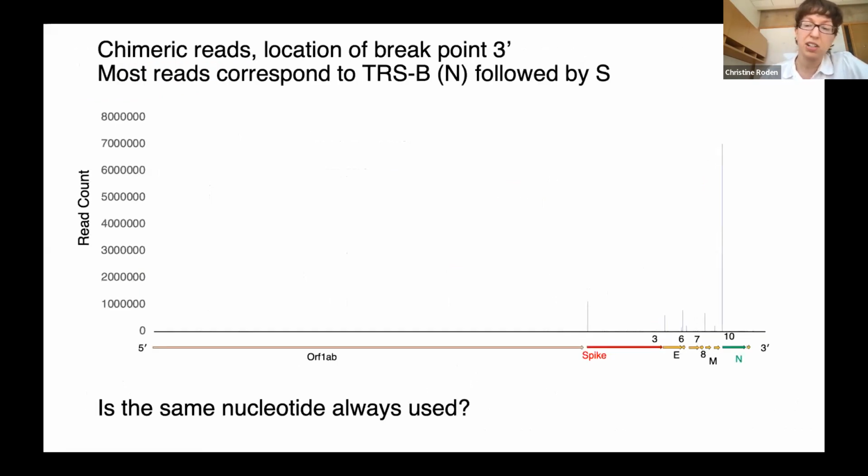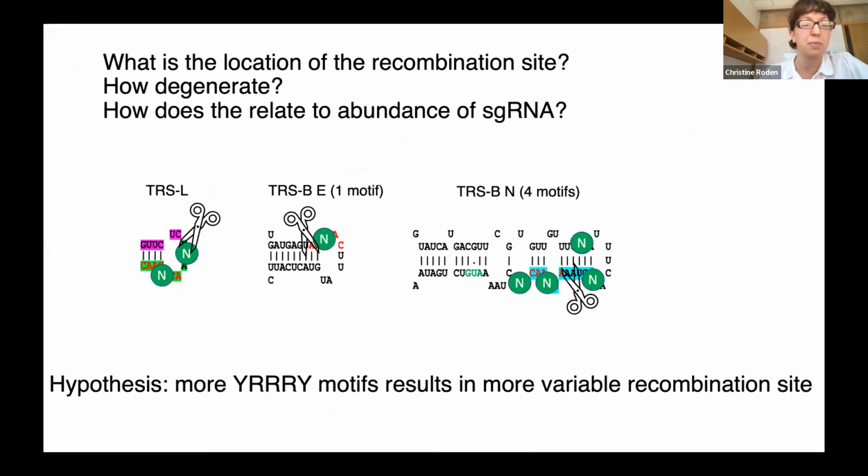So as I mentioned, N has the most number of motifs, which is consistent with N having the most amount of sgRNA. We next asked, what is the location of the recombination site? How degenerate is it? And how does it relate to the abundance?